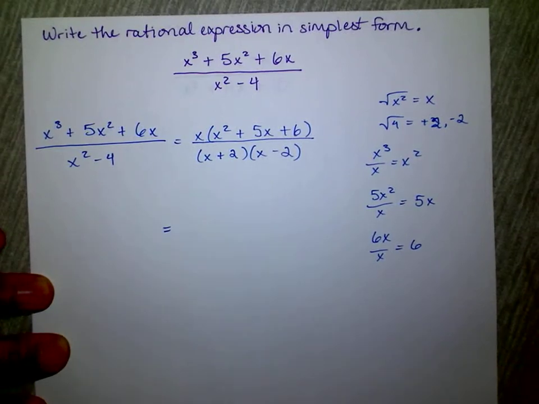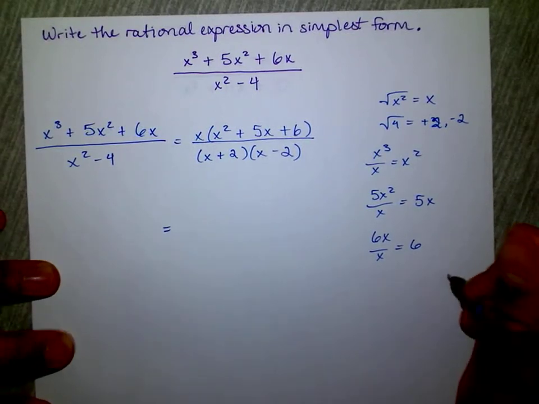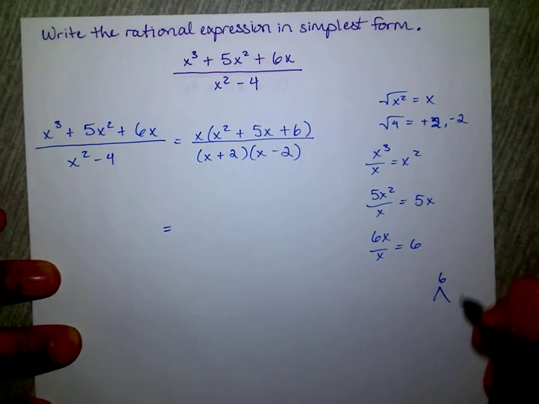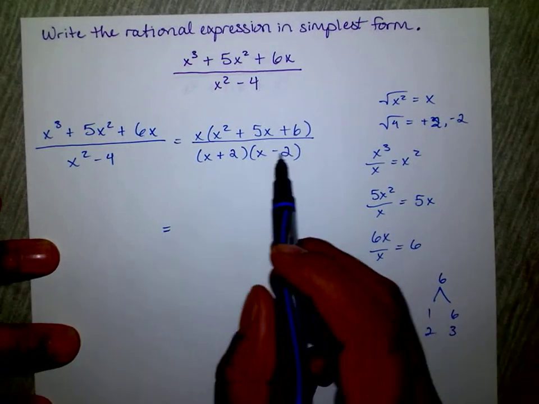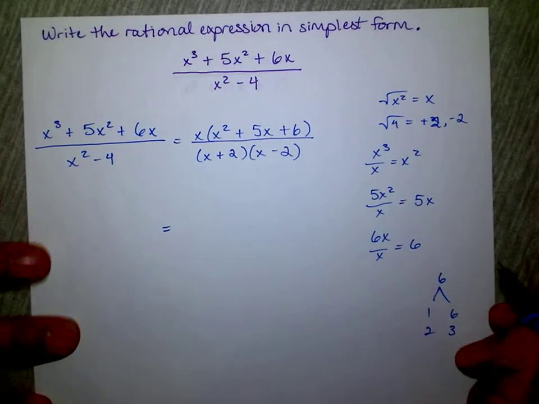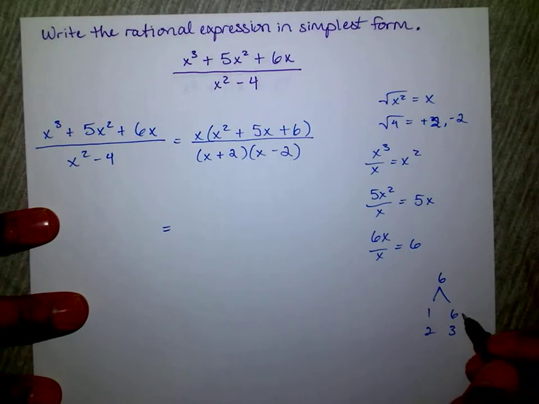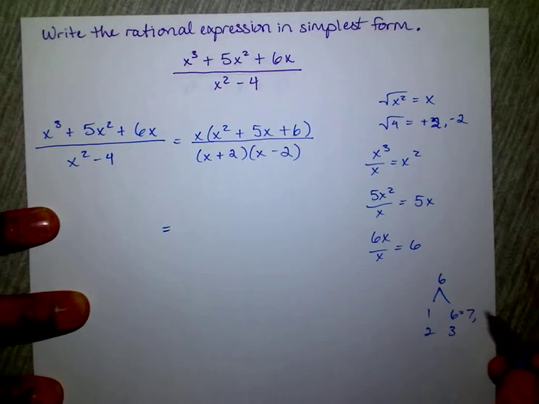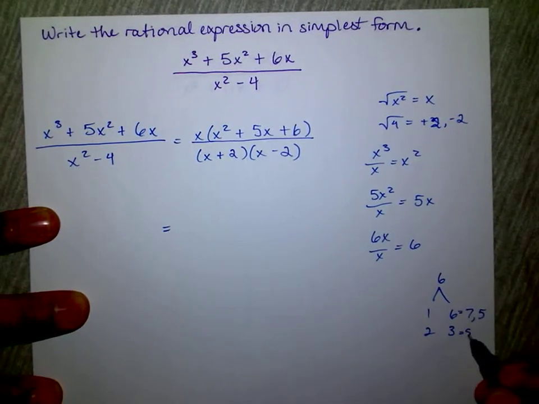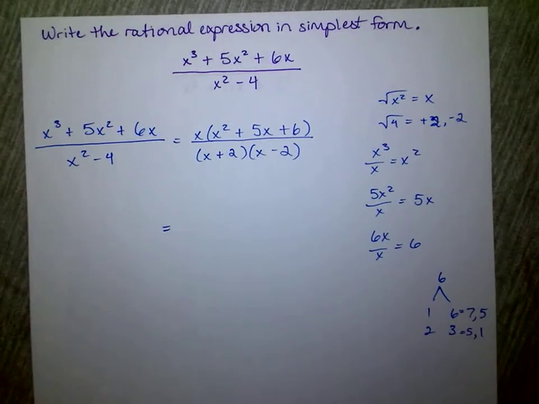Now, when I factor this, I know that 6 has the factors of 1 and 6, and 2 and 3. And I want the ones that are going to give me a positive 5. If I add 1 and 6, that'll give me 7. And if I subtract those two, that'll give me 5. If I add 2 and 3, those will give me 5. And if I subtract those two, they'll give me 1 in some type of way.